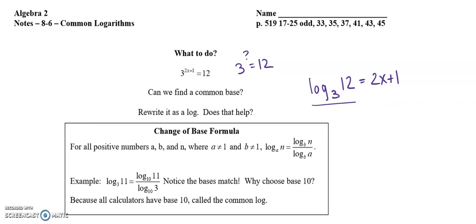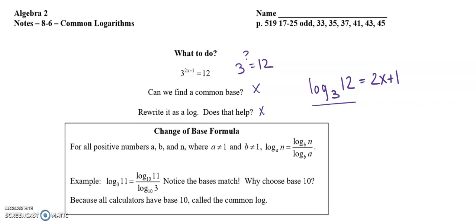So finding a common base doesn't work, and rewriting it as a log doesn't help. Now we need another method. This new method is called the change of base formula. For all positive numbers a, b, and n, where a is not 1 and b is not 1, log base a of n is equal to log base b of n over log base b of a. What does that mean? It means you get to pick the base you want.